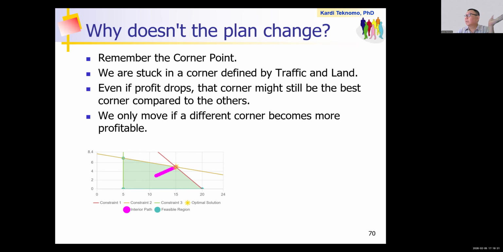Why doesn't the plan change? You might think if the profit drops 10%, shouldn't I build 10% less, right? So the answer is no. Remember, the answer is a corner. Remember, these are the corners. So you are wedged into that corner. You stay in that corner until the economics change so drastically that a different corner will be the winner. Okay? So that's the meaning of sensitivity.